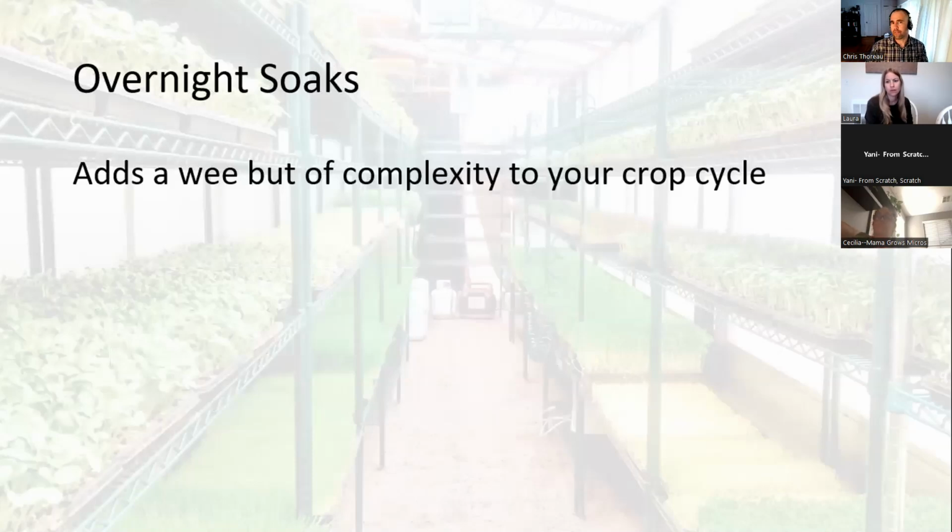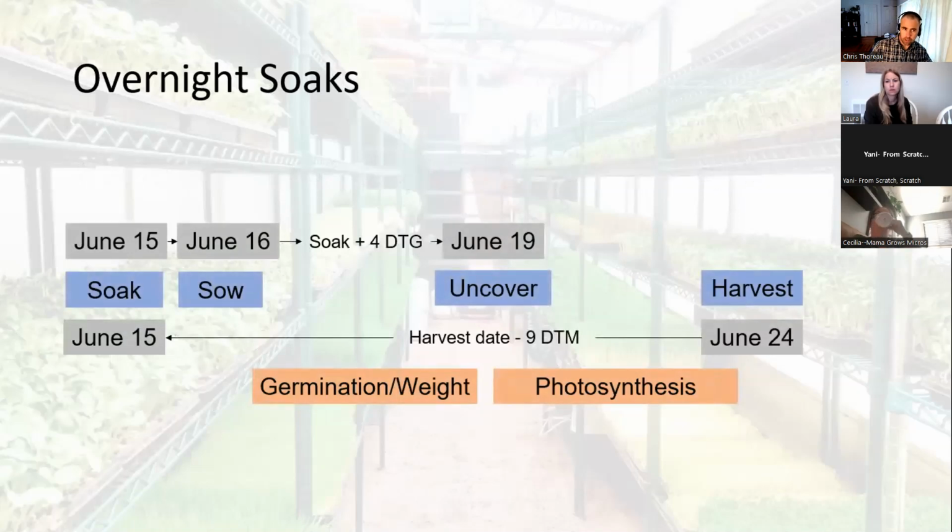There's very, very few crops that I've done as a regular overnight soak. Pea is the only one I've consistently soaked overnight, but every once in a while I've done that with sunflower and a few other crops. So it's not something you use a lot, but it's important because it means you're not doing everything on the same day. Essentially, you are soaking on one day and you are sowing the next. And so it changes your crop cycle a bit.